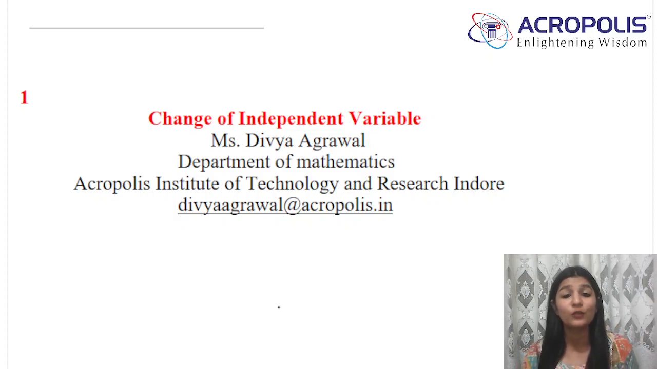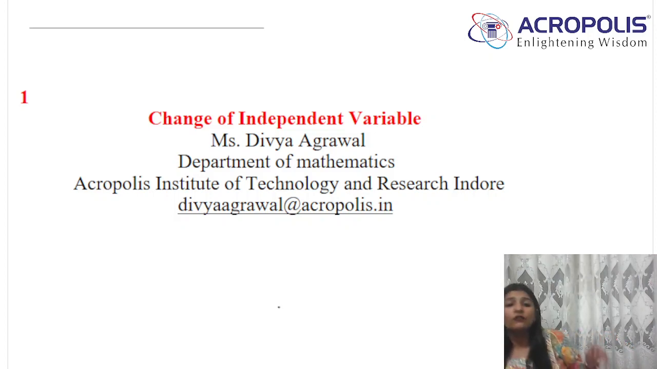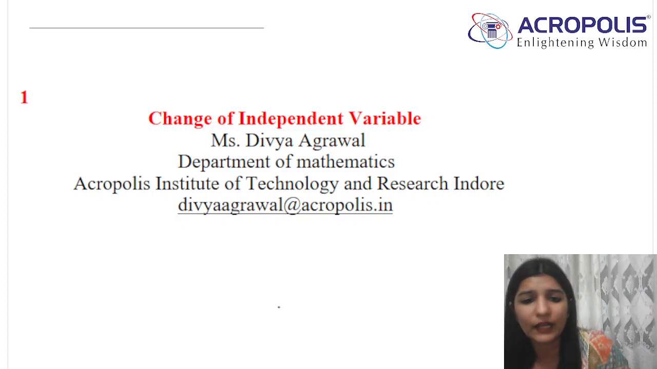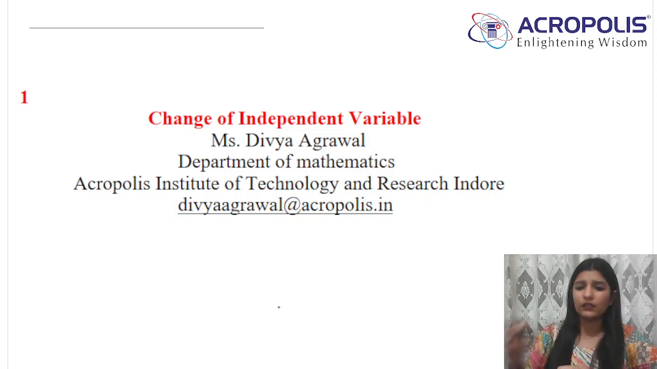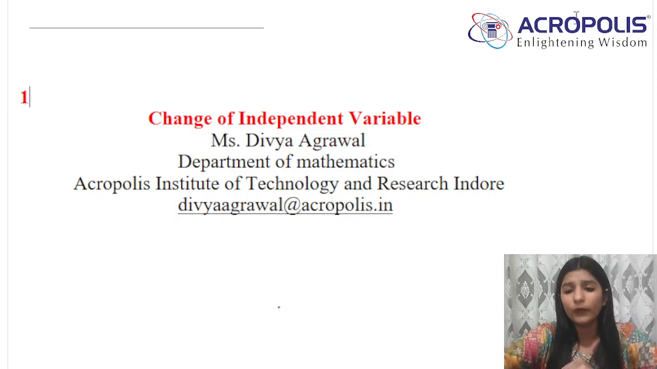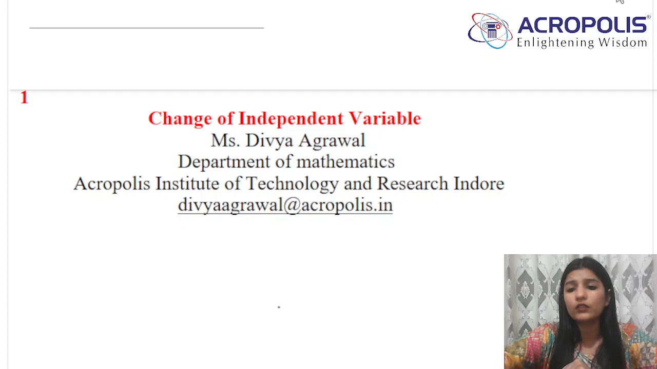I am here with the concept of change of independent variable from module number second. After learning the concept of inspection method and removal of first derivative for solving the linear differential equation of second order, we are moving towards the next topic, that is change of independent variable. In this method, first of all, we will see the working rule and then we will move towards the question. So what is the working rule here?